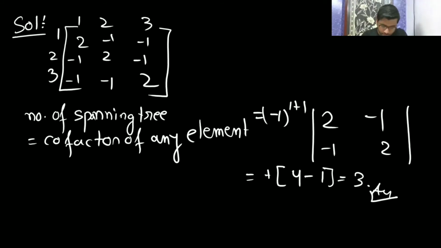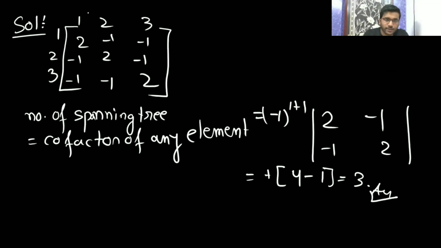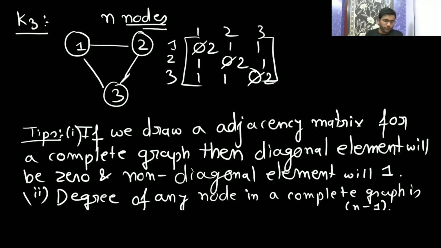Is it clear to all of you? Please comment. So let's see K2 also. If anyone is left with any slide, you can let me know, I will show you the previous slide. 1 and 2 are connected, so the 1 2 by 1 2 matrix has diagonal 0 and the remaining 1 only.